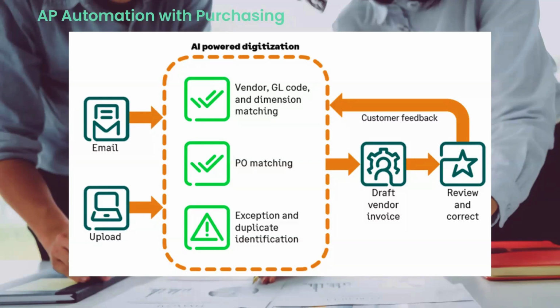And then the next step is for you to review that vendor draft invoice and make any changes necessary. What happens at that point is your corrections are then fed back into the AI engine, and it updates the machine learning model to improve future matches for that particular vendor and GL accounts, and also rules out any duplicates. So that is AP automation with purchasing.